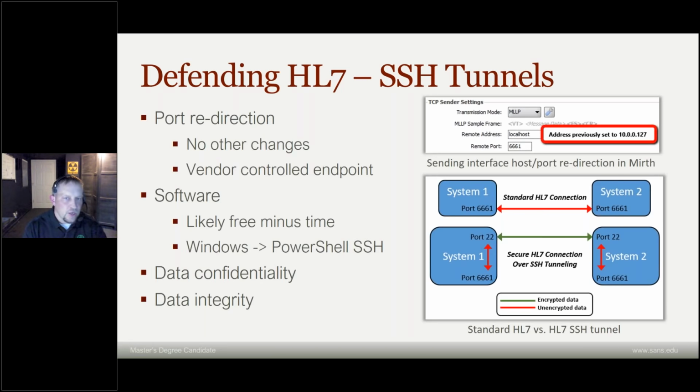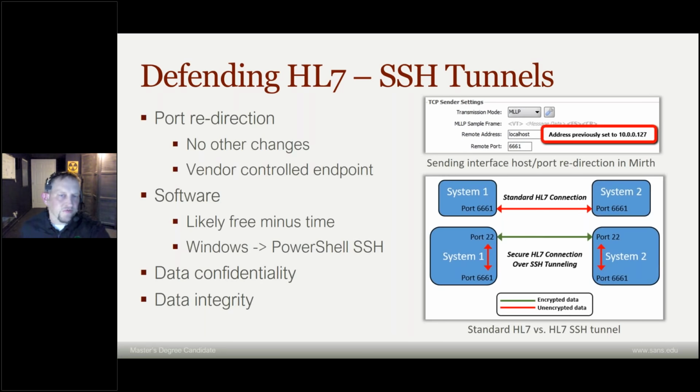As shown in the picture on the upper right-hand side, changing the remote address to localhost redirects the traffic over the SSH tunnel instead. The picture on the lower right shows how SSH tunneled traffic differs from a standard HL7 interface. And as you see, the red is actually showing the unencrypted data, and on the one where it's showing the SSH tunneling, notice the red data never actually leaves the host in question.